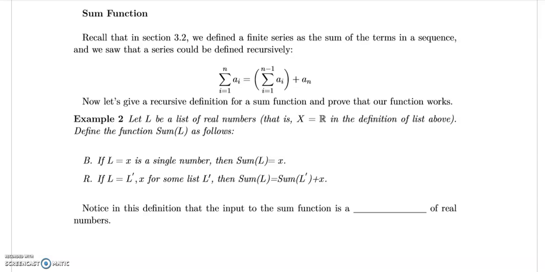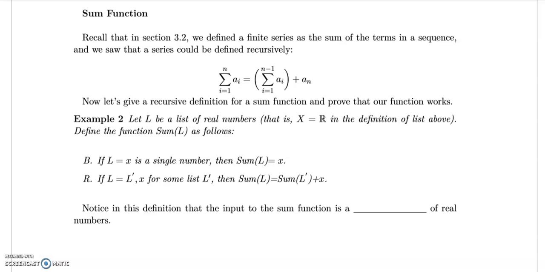a sub n. So let's give a recursive definition for a sum function, to essentially prove that we can do this. Let L be a list of real numbers. So we're going to let our set of things we can pull from be the real numbers, and we're going to define the sum of that list in the following way. The base case is: if L is x, so just a single number, then the sum of L is just going to be x. Now, if L is some smaller list L prime with a final term of x, then the sum of L is going to be the sum of L prime plus x.